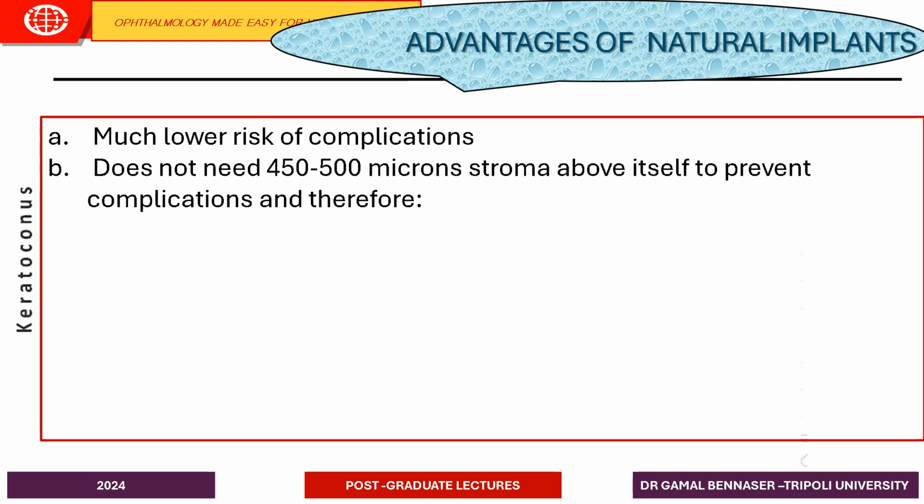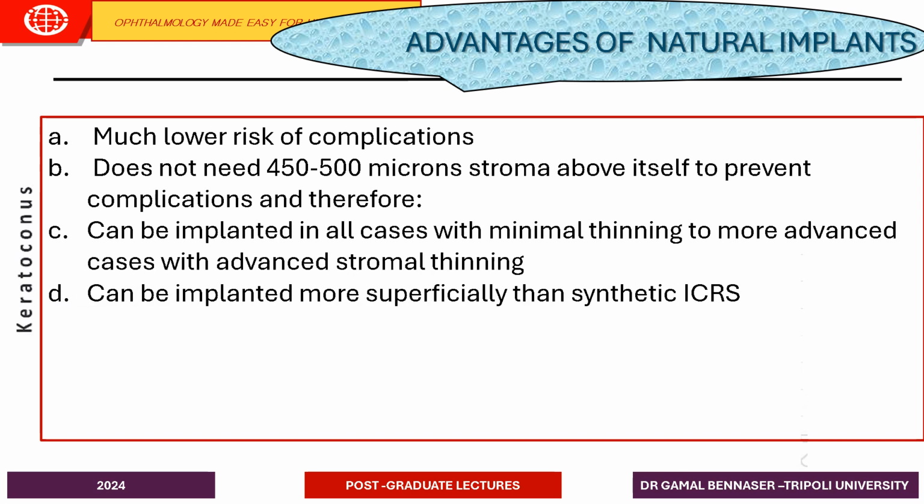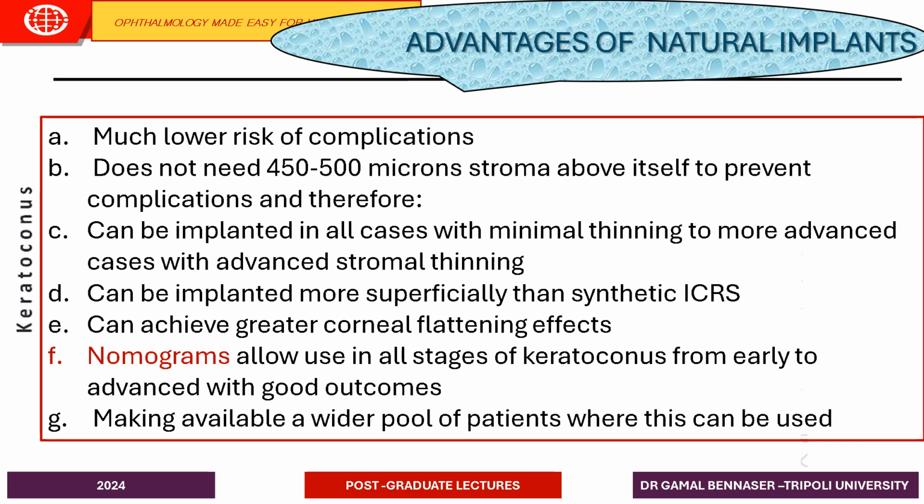Another thing is that it has a much lower risk of complications, and it doesn't need a pre-existing corneal thickness of 450 or 500 microns as seen with synthetic implants. So it can be used in advanced cases of keratoconus with minimum complications compared to synthetic rings. As I said, it can be implanted superficially with greater effect on the anterior surface of the cornea, so it will improve the topography and the contour of the cornea. Still, nomograms are being developed so that it will be more predictable, and it has greater use in advanced cases of keratoconus.